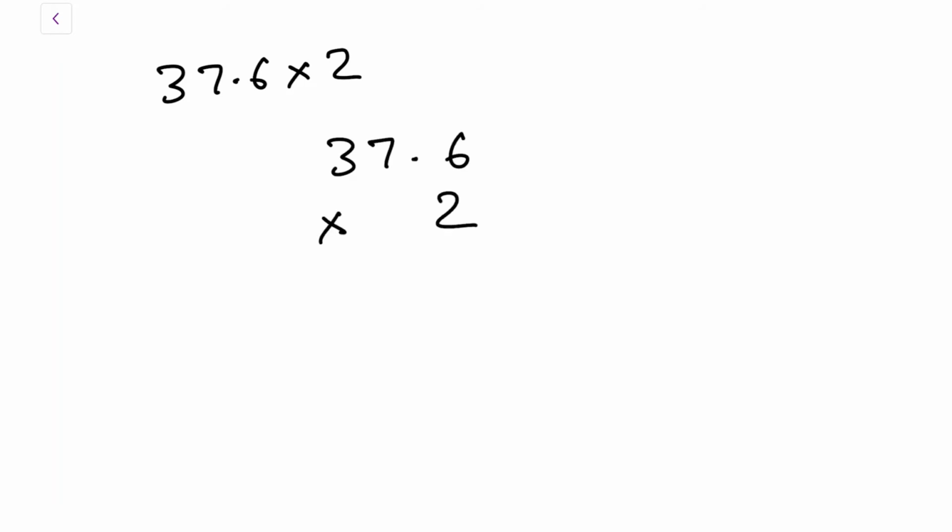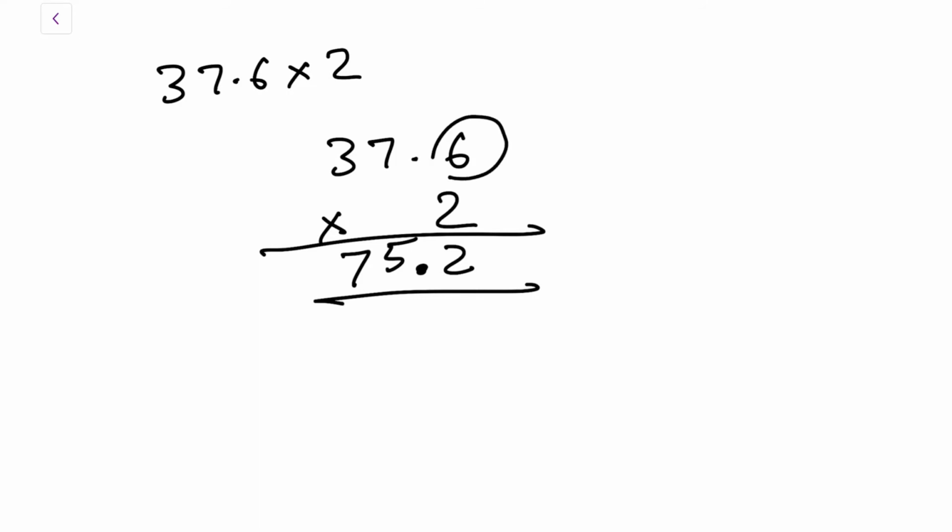Let's take another example. 37.6 into 2. How do we do this? 37.6 into 2 will be 12, 15, 75.2. Why did I put the decimal point here? Because the multiplicand has only one decimal place. So the product also should have only one decimal place.